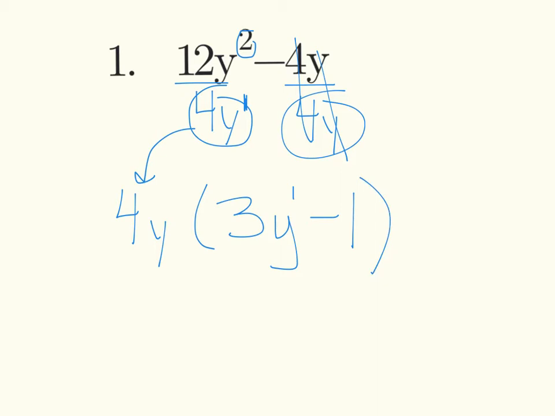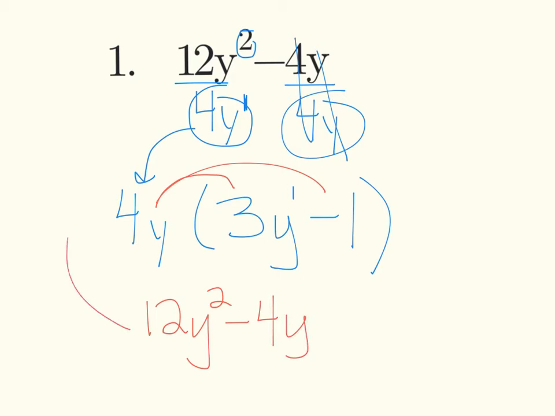Now, if you want to double check, you can always distribute. So basically what we're doing is the reverse of distributing, so we can check our work. So now let's go ahead and check it real fast. So 4y times 3y is 12y to the second, and then 4y times negative 1 is negative 4y. And that is my original problem, so I know I did it correctly.